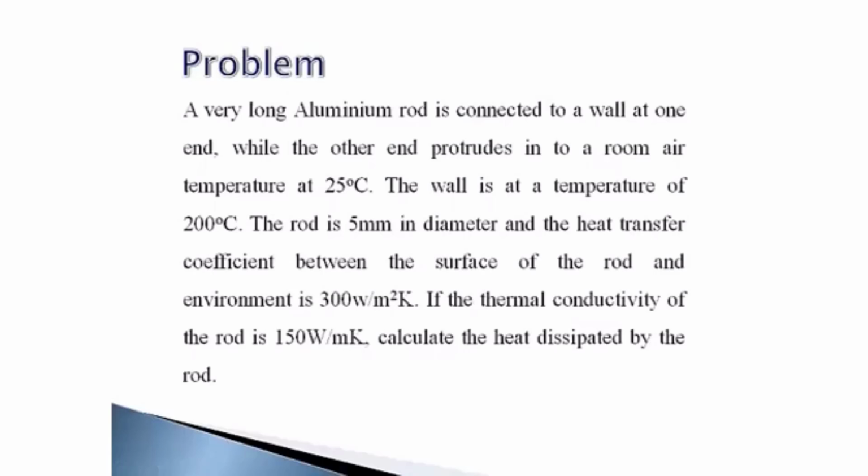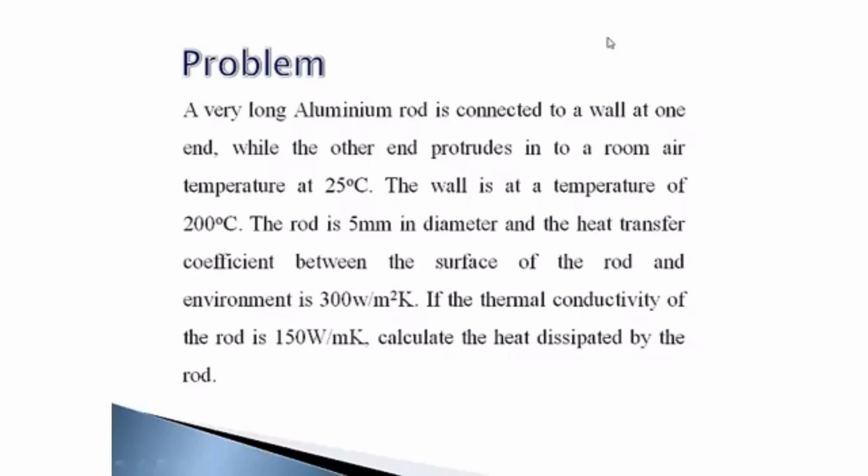A very long aluminum rod is connected to a wall at one end, while the other end protrudes into room air at a temperature of 25 degrees centigrade. The wall is at a temperature of 200 degrees centigrade. The rod is 5 mm in diameter and the heat transfer coefficient between the surface of the rod and the environment is 300 watts per meter square Kelvin. If the thermal conductivity of the rod is 150 watts per meter Kelvin, you need to calculate the heat dissipated by the rod.